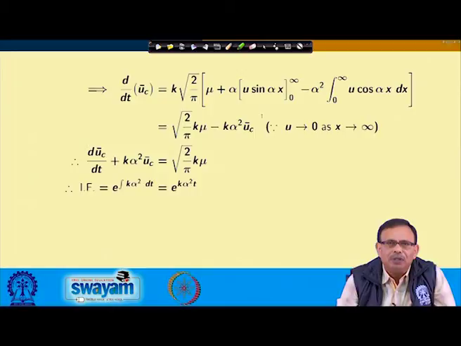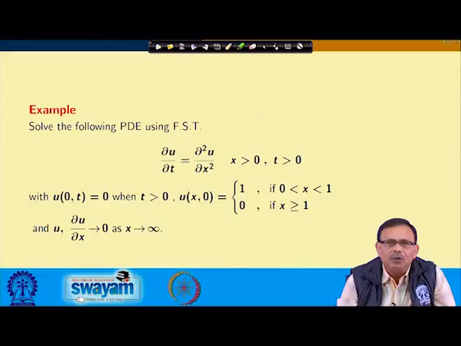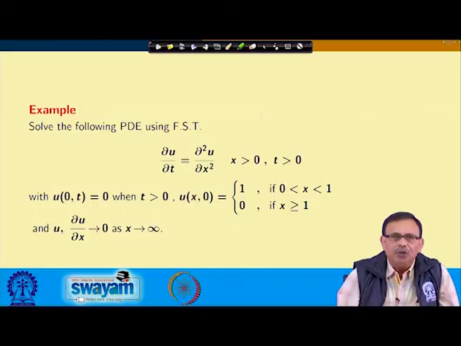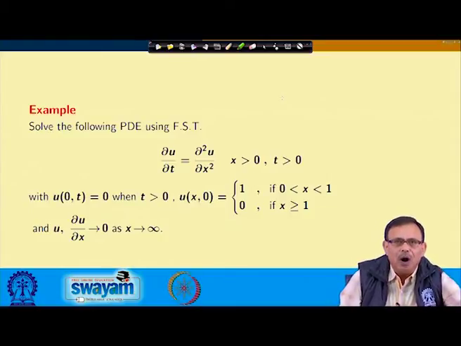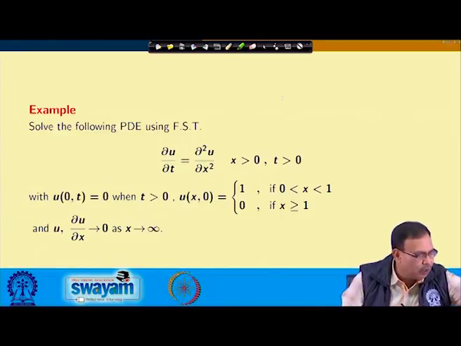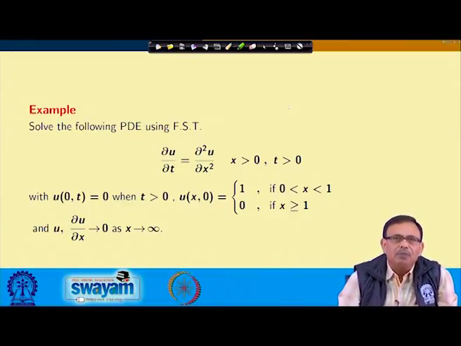Now, next problem. The equation is similar, but we want to solve it using the Fourier sine transform. ∂u/∂t equals ∂²u/∂x², x greater than 0, t greater than 0, u(0,t) equals 0 when t greater than 0, and u(x,0) equals 1 if x lies between 0 to 1, otherwise for x greater than or equal to 1 it is 0, and u and ∂u/∂x approach 0 as x approaches infinity.